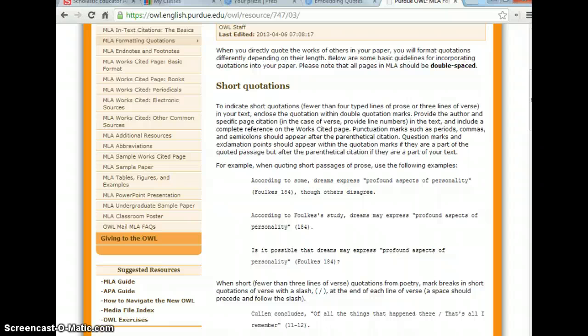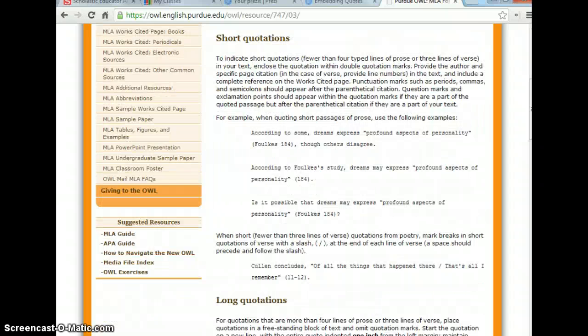According to Folk's study, dreams may express, and then the quote, and then the page number. It is possible that dreams may express profound aspects of personality, Folk's 184. So as you see, there's lots of different ways that you could say the exact same thing.